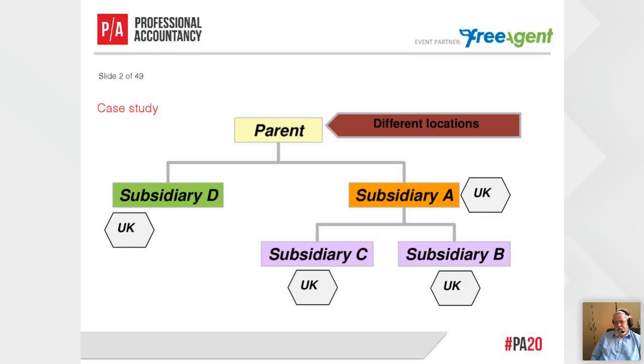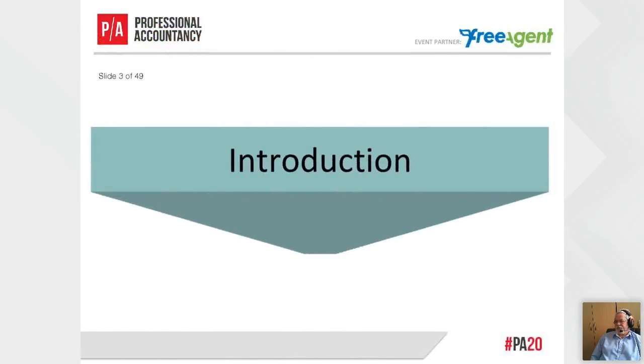Now, the reason why I've adopted this particular structure is because one of the impacts that's going to arise is the impact on what is called, or what I call, intermediate parents. And in this particular context, subsidiary A is what I call an intermediate parent. It is both a parent of subsidiaries B and C, and it is also a subsidiary of the top parent. And that just creates another situation as far as these regulations are concerned.